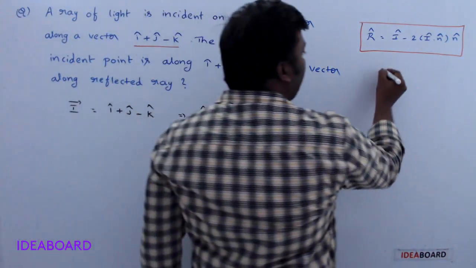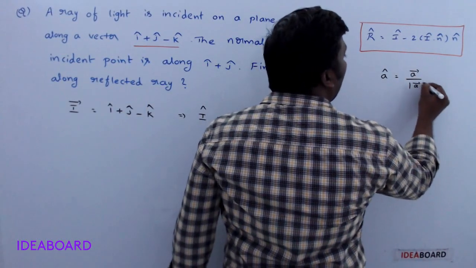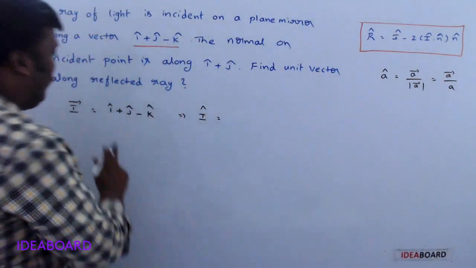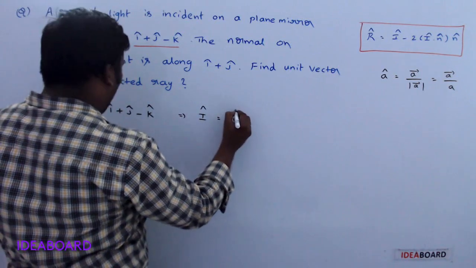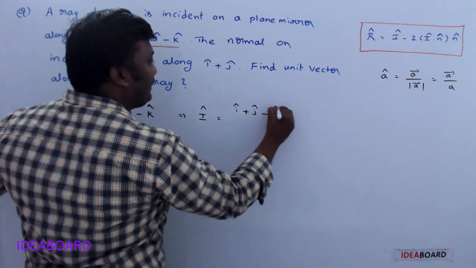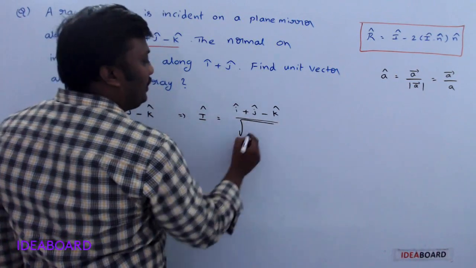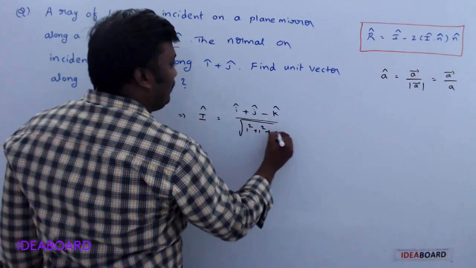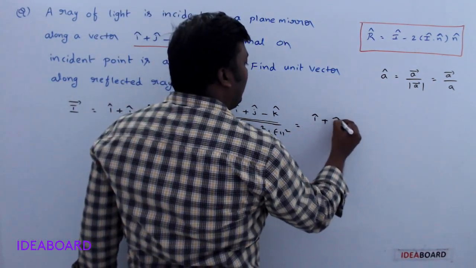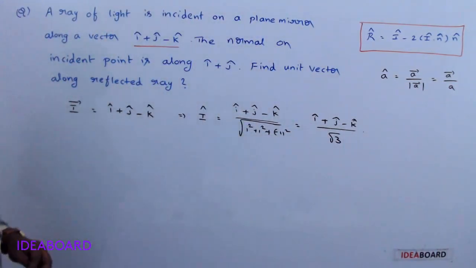We know the formula for unit vector. The unit vector formula is a bar by mod a bar, nothing but a bar by a. So what is the formula for i cap now? i cap is nothing but i bar, that means i cap plus j cap minus k cap, by the magnitude of this one. The magnitude is nothing but the under root of the component squares. That is nothing but i cap plus j cap minus k cap by root 3. This is the value of i cap.